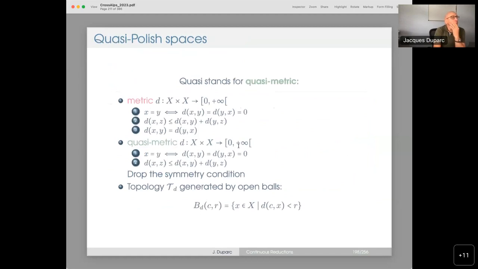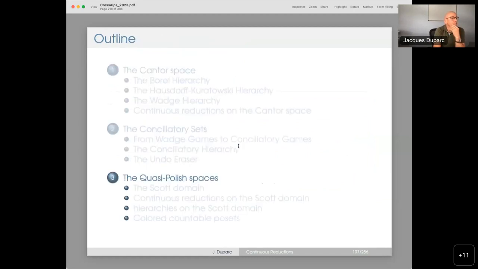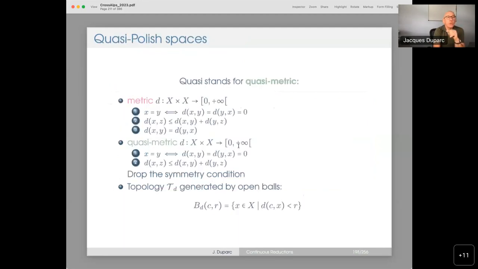So I'm going back to the Scott domain, but slowly. First of all, quasi-Polish spaces. So quasi stands for quasi-metric. So recall what a metric is. It satisfies these three properties, right?